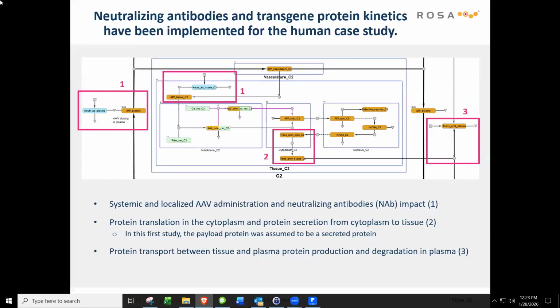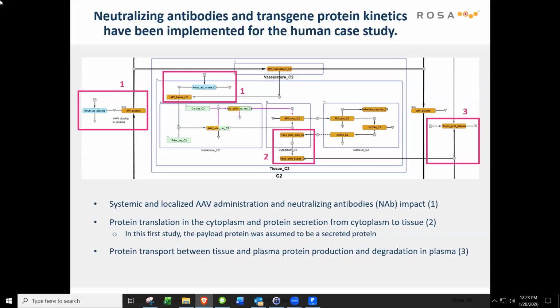Finally, for human, we decided to use more parts of the model, because so far we have focused on biodistribution. We didn't assume any effect of neutralizing antibodies in plasma or tissue, but in this case, for human, we added that. We added the neutralizing antibodies, and we also analyze what happens with transgene protein in plasma.